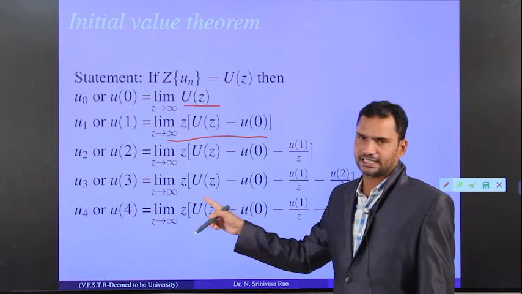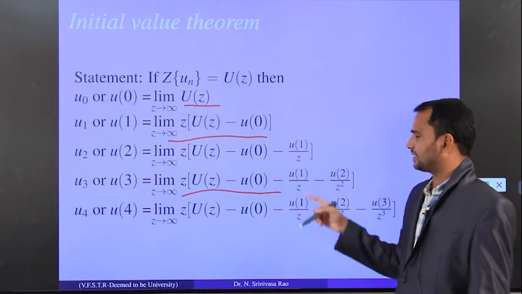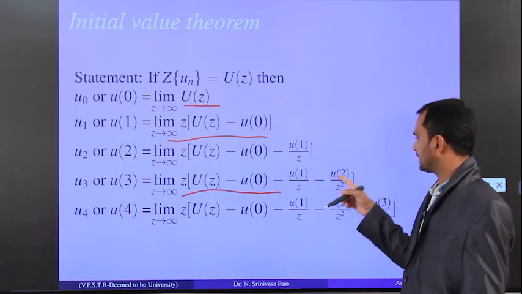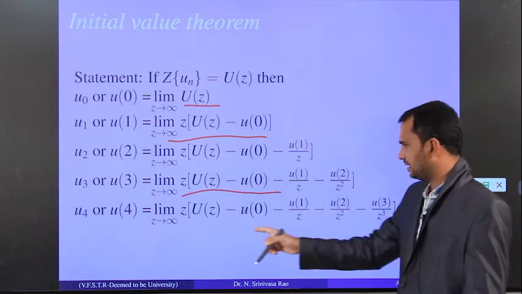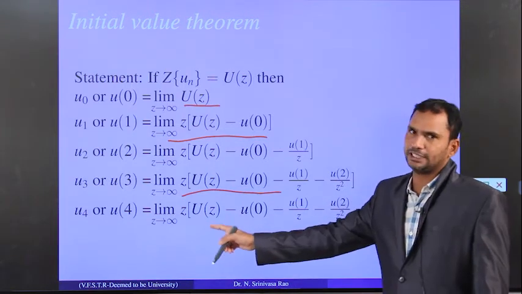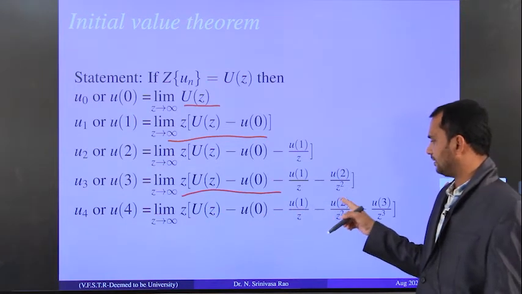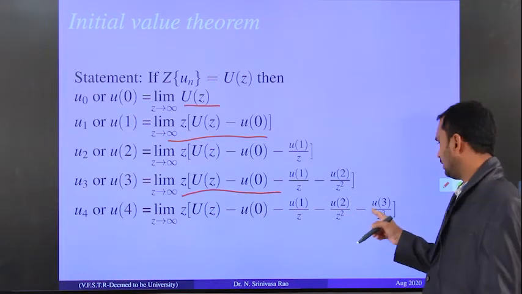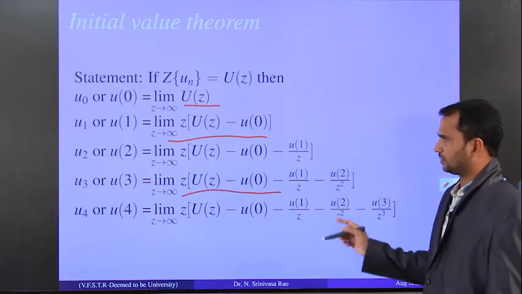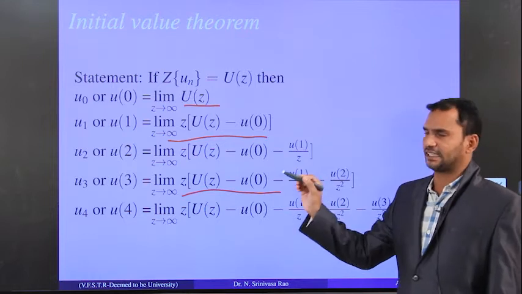equals the limit as z tends to infinity of z into U(z) minus u0 minus u1 by z minus u2 by z square. Similarly, u4 is the limit as z tends to infinity of z into U(z) minus u0 minus u1 by z minus u2 by z square minus u3 by z cube. So this is the statement of the initial value theorem for Z transformation.